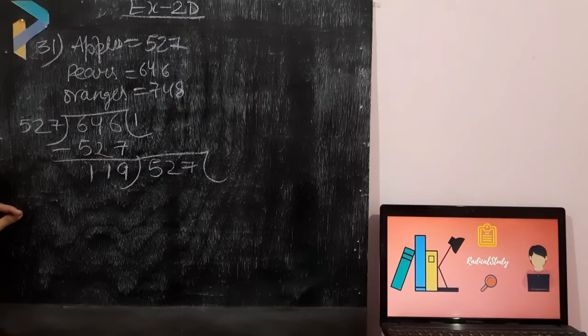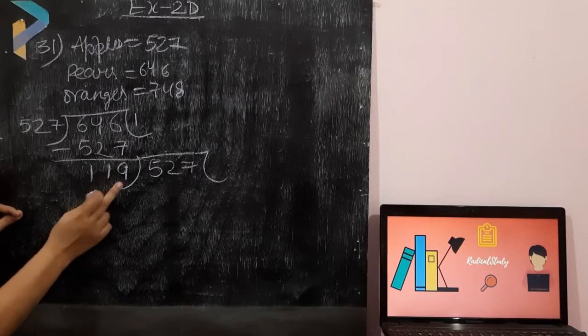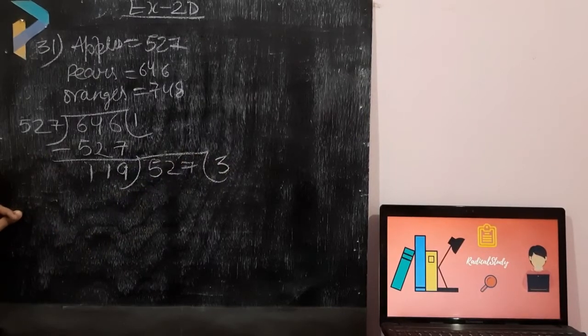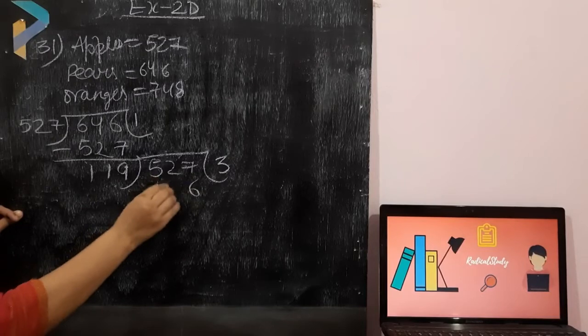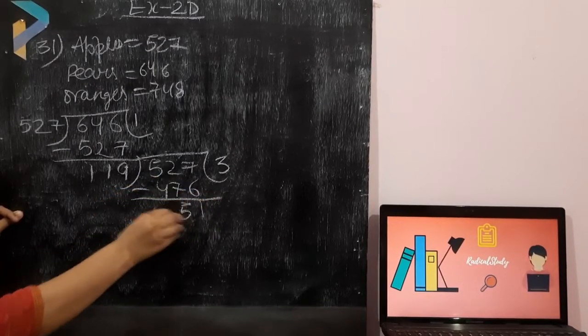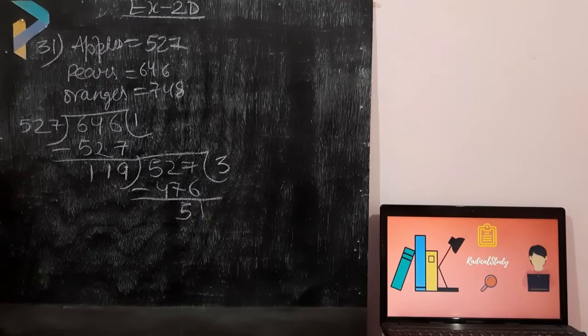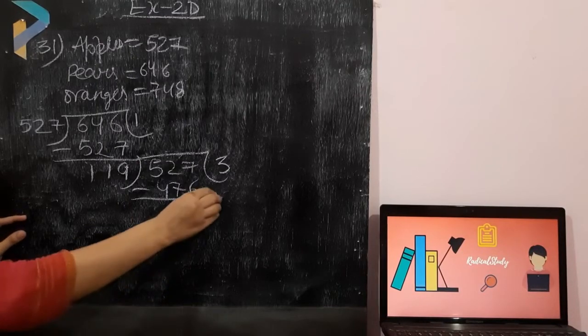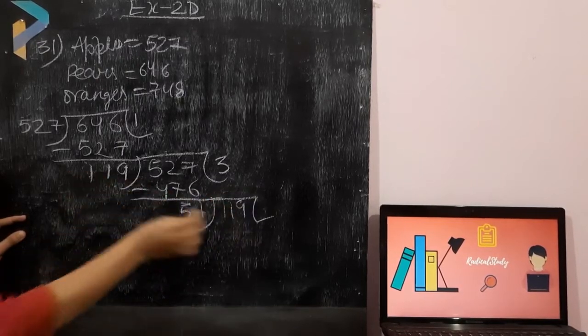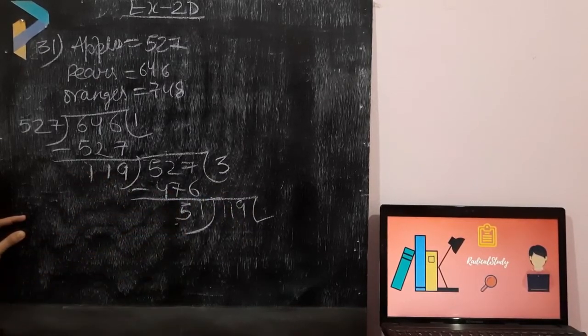Now 119 will be divided by 527. 119 2s are, 2 9s are 18, 2 1s are 2 3. It will go by 3. So 119 3s are, it will be 476. I am going to subtract it for you. It is 51, right? Now I am going to divide 51 by 119. This will become the dividend and this will become the divisor.